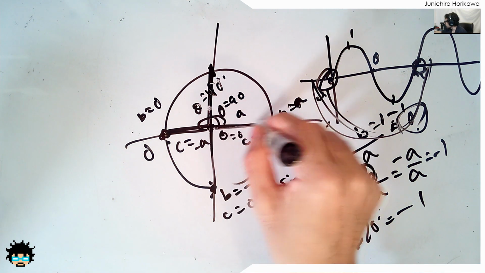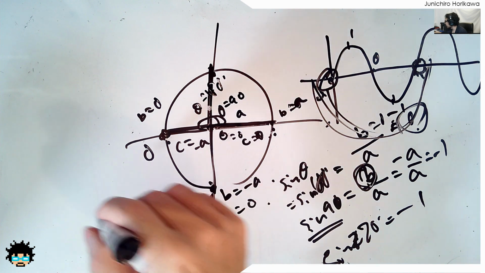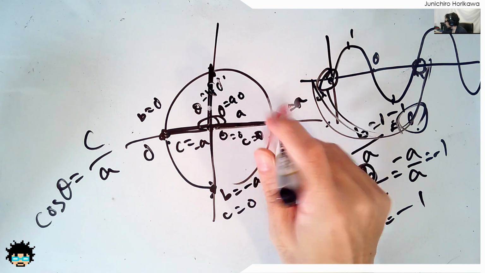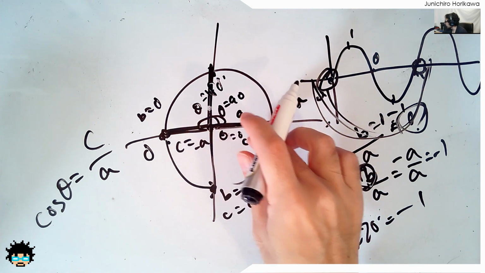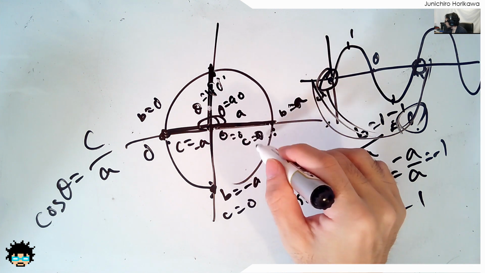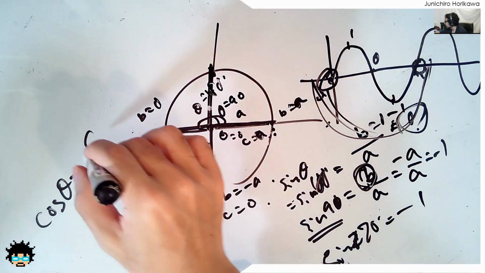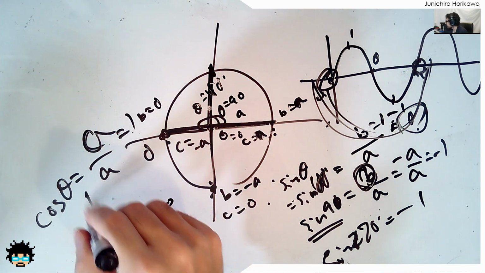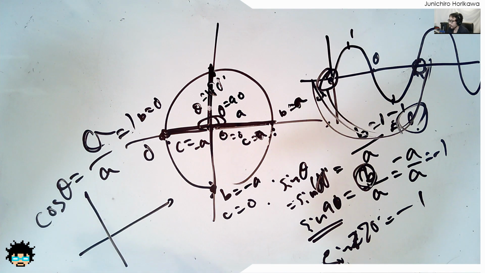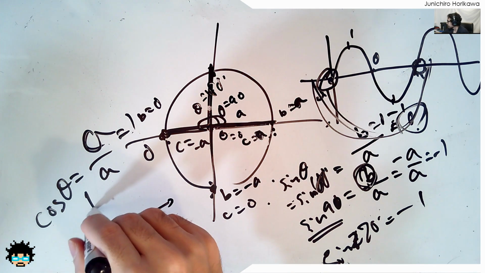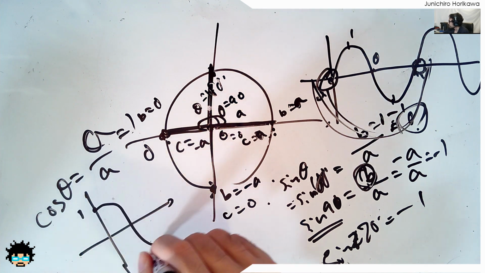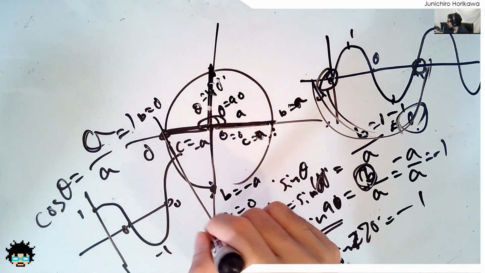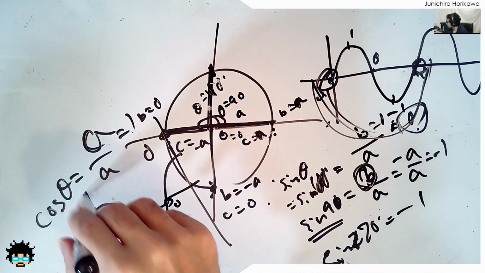If it's cosine, when the degrees is equal to 0, then cosine theta was c divided by a. So the initial c value here when the theta is equal to 0 is c is equal to a. So in this case, a divided by a, so becomes 1. So that's why the wave for the cosine starts from 1 and goes to 0, -1, 0, and 1 back again. So this is one range for the cosine wave.